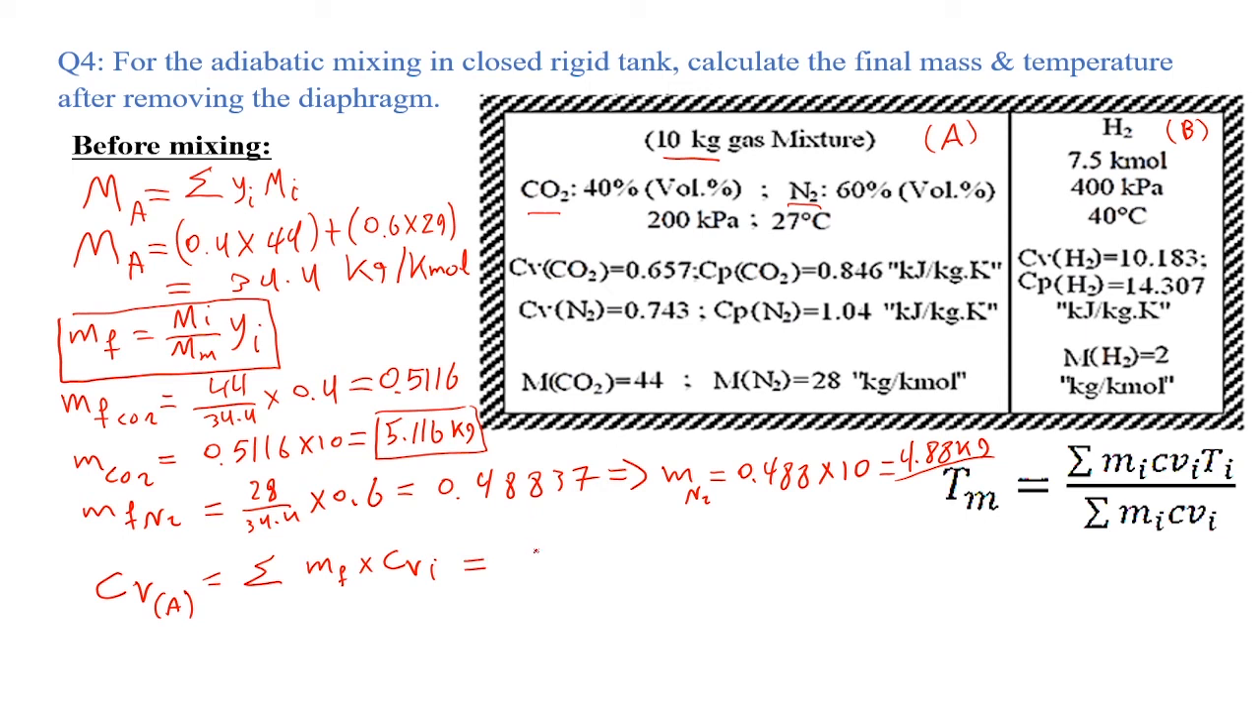So we have the mass fraction of CO2, 0.511, multiplied by the CV given for CO2. Then we calculate for nitrogen. In this case, CV for space A will be 0.699 kilojoule per kilogram Kelvin. Now we calculate after mixing.